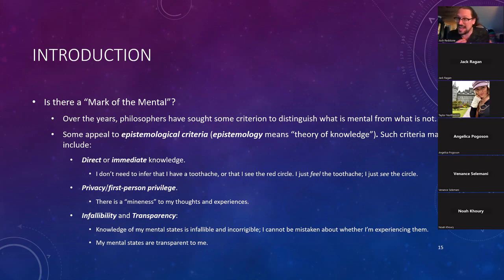Freud has entered the chat. He would say, hell no. And most philosophers, even though they aren't Freudians, do acknowledge the existence of unconscious and automatic mental processes that we are not aware of and that are not transparent to us. So maybe there are some problems with these candidates for marks of the mental. Any other questions before we move on to the next one?